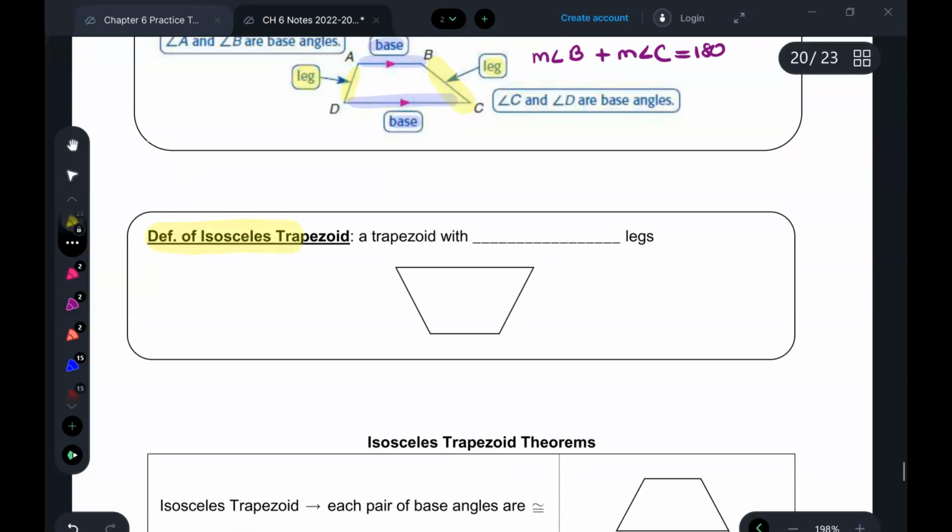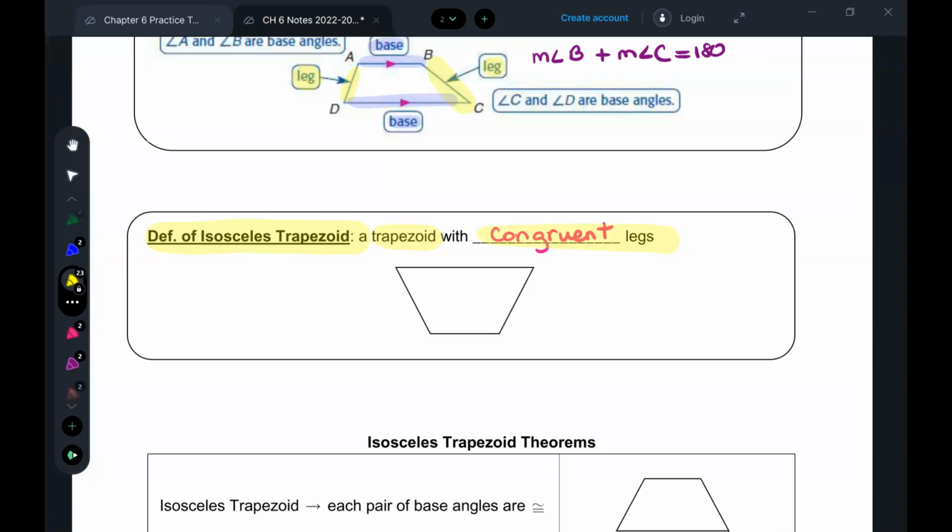And that is an isosceles trapezoid. This is a trapezoid with two congruent legs. Why does it only say congruent? Well, there's only two legs anyway. Can you do a transitive move, like replacing the measure of angle A with the measure of angle B?